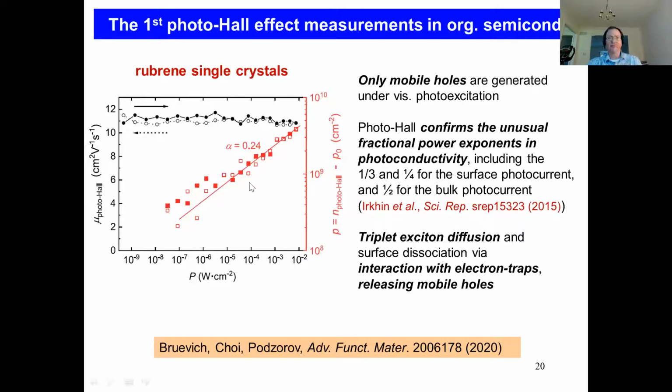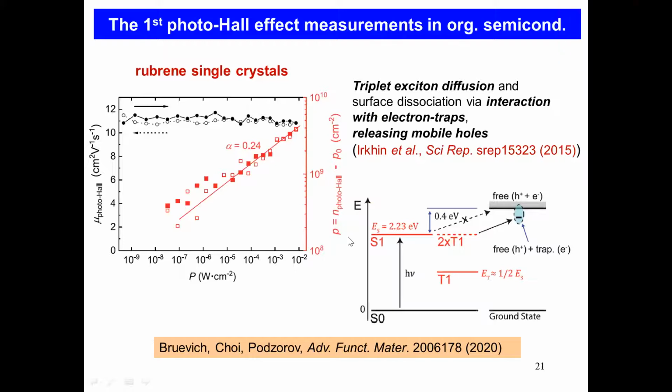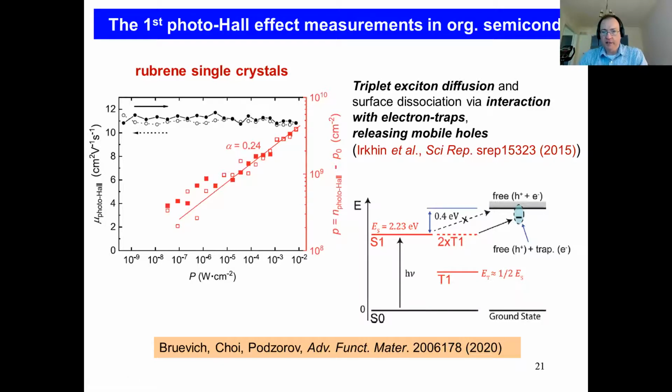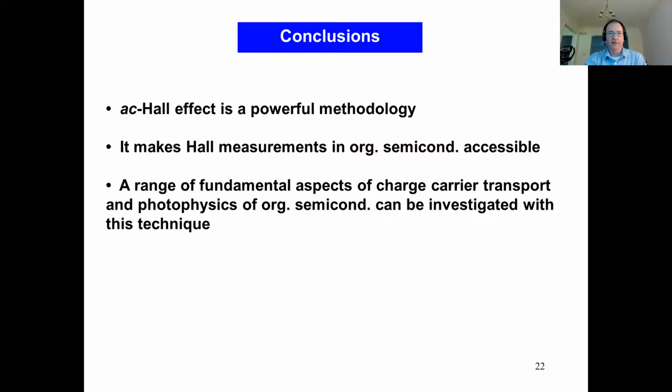Now this is the photo-Hall effect, looking directly at the photocarrier density. So apparently what is happening, this is our new understanding. Vitaly, you need to come to a conclusion. Okay, sure. So basically the conclusion here is that the triplet excitons reach the surface and interact with electron traps. An electron is trapped, and a hole is released. That's how photoconductivity is generated here. Okay, so this is my conclusion.